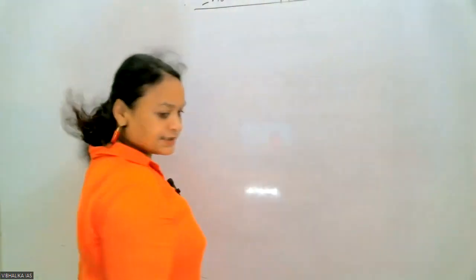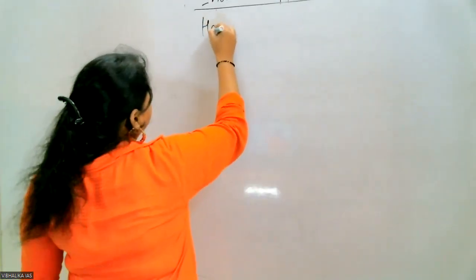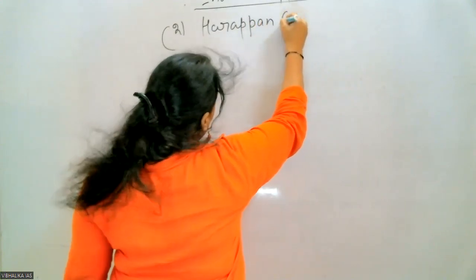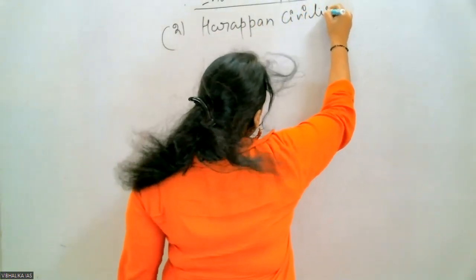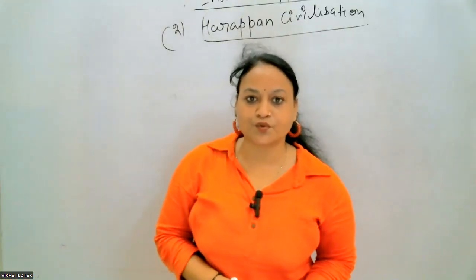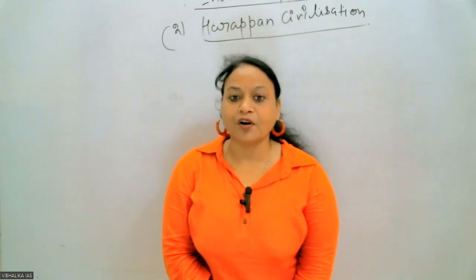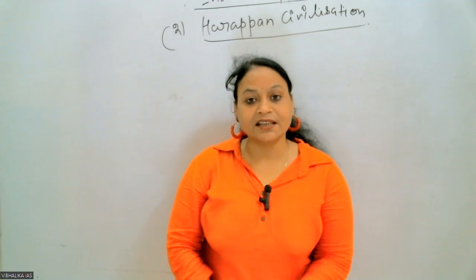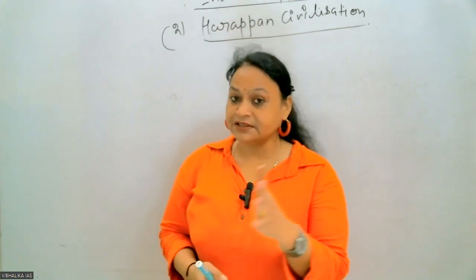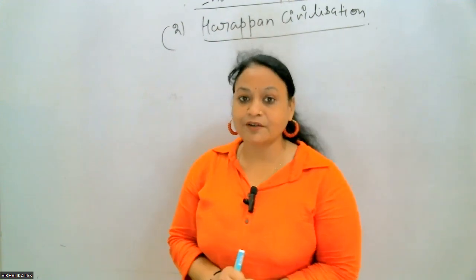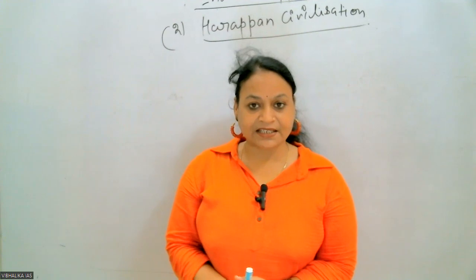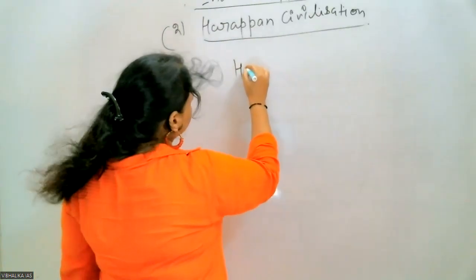Now, number two, we will discuss Harappan civilization. The second name is Harappan civilization. When this problem was created, what should be the appropriate name of this civilization? Students, there is one custom in history that a civilization is named after the place which is excavated first. So, students, you know that the first excavated site of Indus Valley civilization is Harappa.